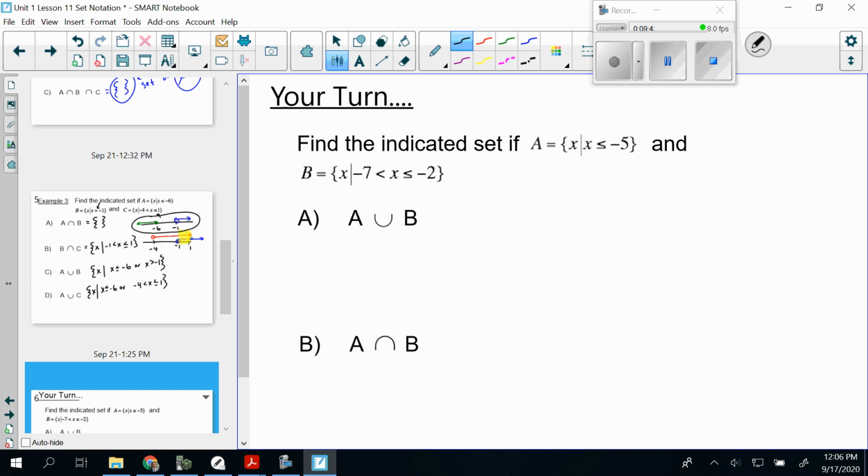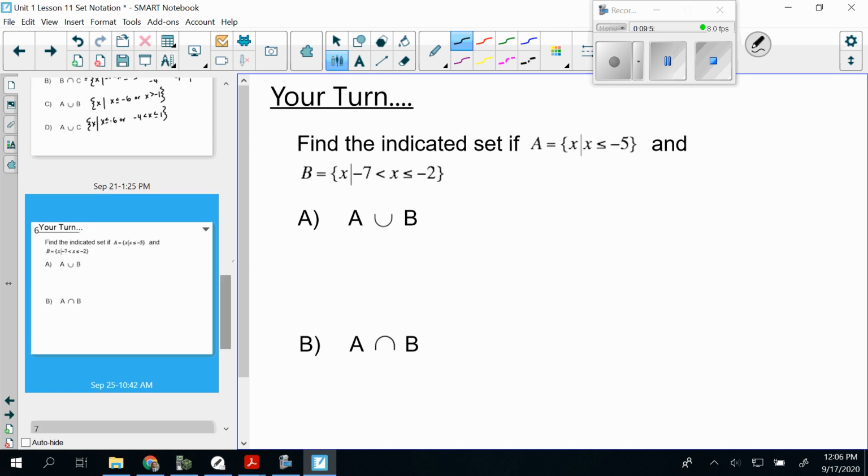All right, your turn. Why don't you pause the video and see if you can find both the union of these two sets and the intersection of these two sets, and see what you come up with for both here. All right, hopefully you've tried it out.